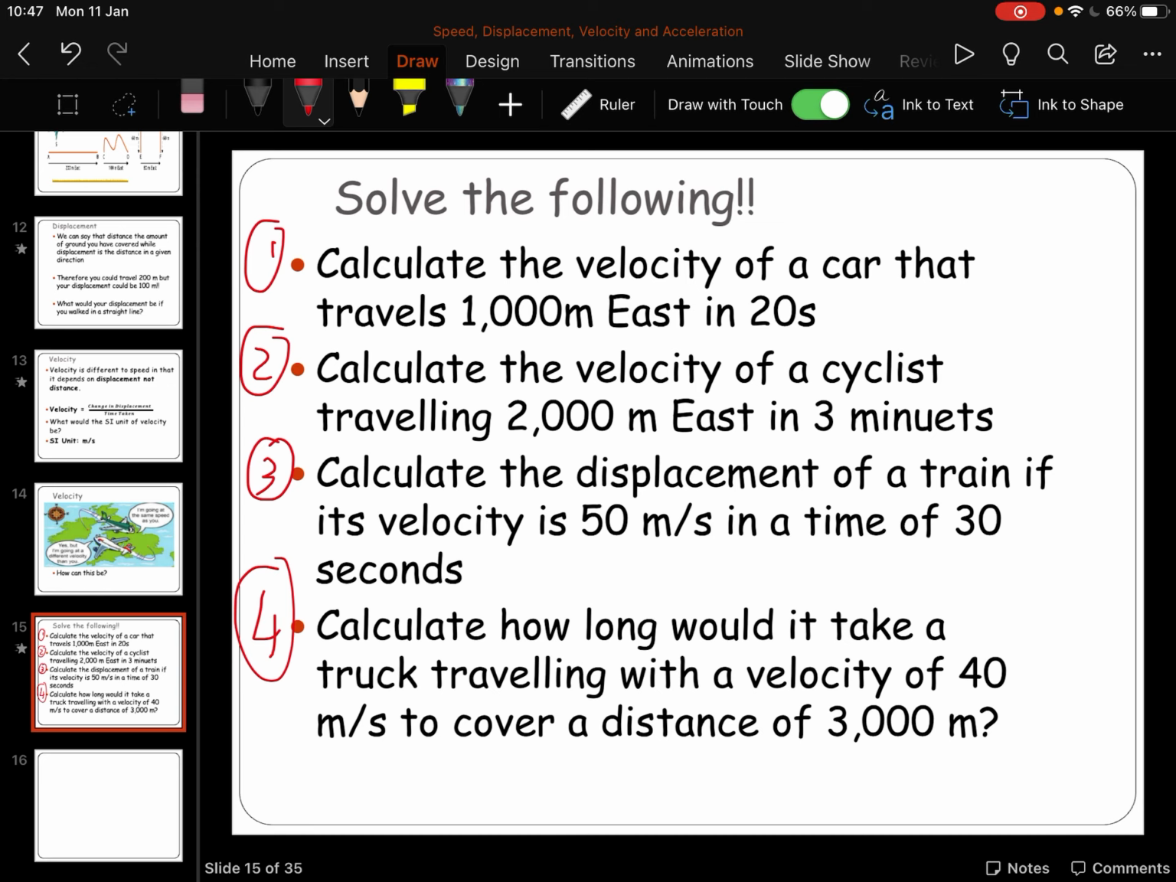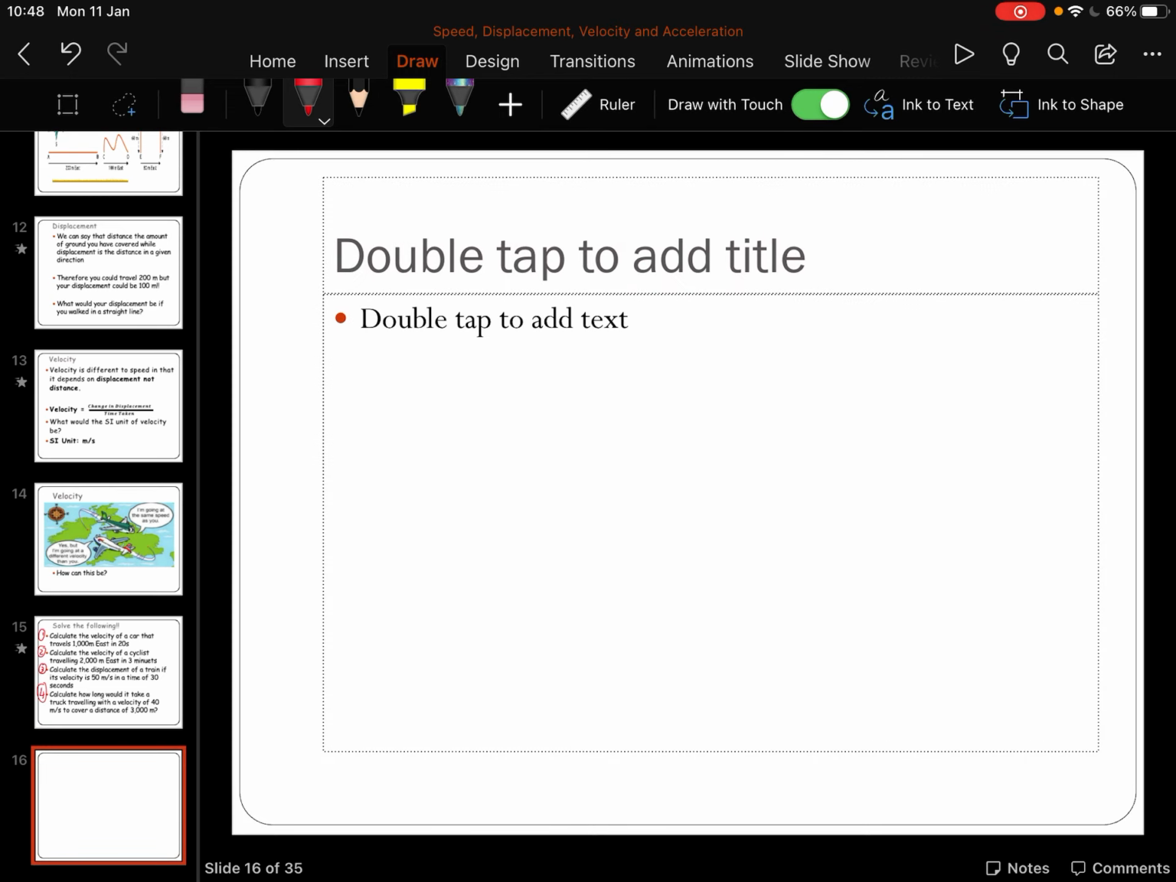Calculate the velocity of a car that travels 1,000 meters east in 20 seconds. Question 2, calculate the velocity of a cyclist traveling 2,000 meters east in 3 minutes. Remember now, convert to seconds. Question 3, calculate the displacement of a train if its velocity is 50 meters per second in a time of 30 seconds. Question 4, calculate how long it would take a truck traveling at a velocity of 40 meters per second to cover a distance of 3,000 meters. So, pause the video there, write them down and work them out. I'm going to have a go at them here and now.